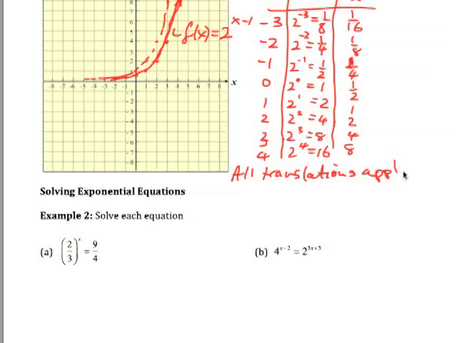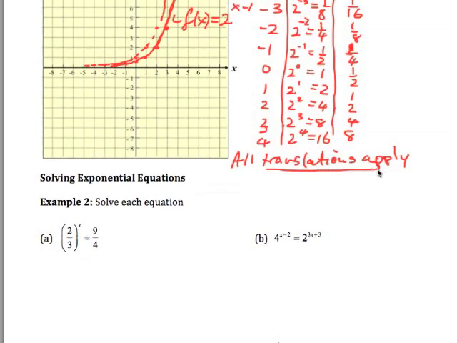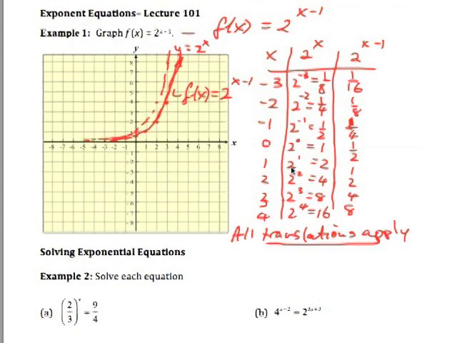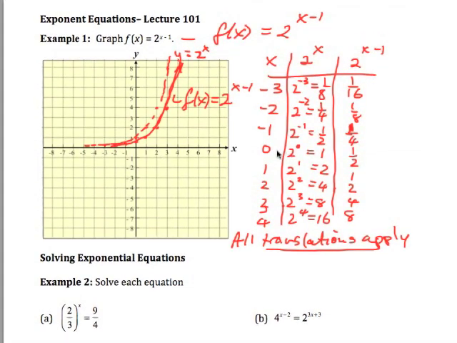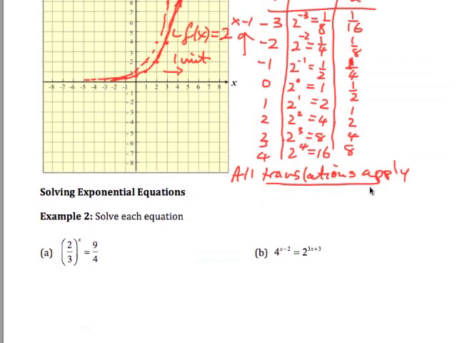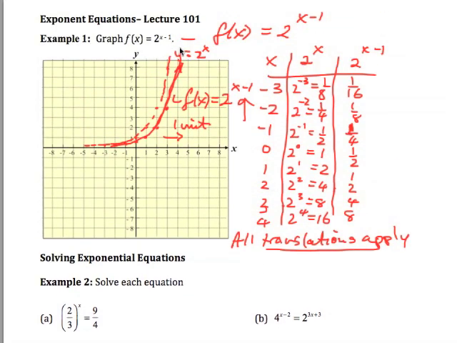And the ones we're talking about are the ones that we've already dealt with: stretching vertically, shrinking vertically, moving left and right. And of course that's exactly what's happened here. We've moved this curve to the right 1 based on this x minus 1. So you'll see here that all these same translations apply when you apply these kinds of graphs to the basic exponential graph.